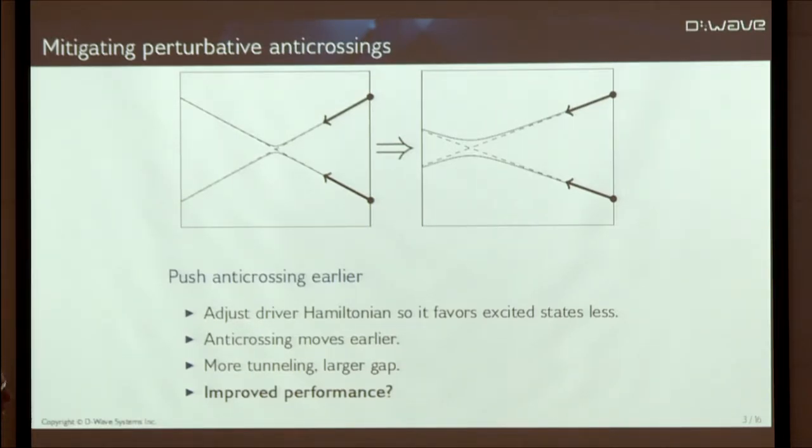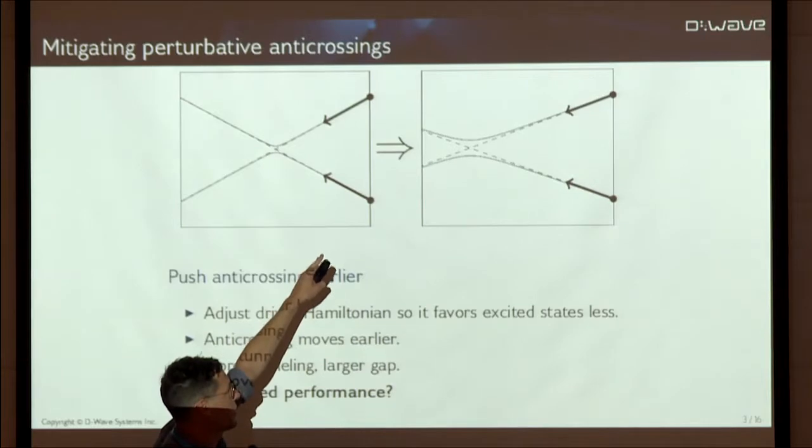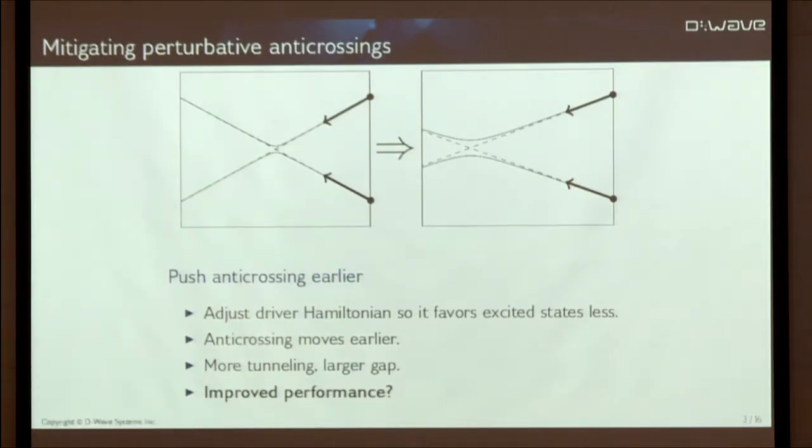So how are you going to mitigate avoided level crossings? Well, you're going to take these two eigenvalues, the time-dependent eigenvalues, and you're going to make them point less towards each other. And you're going to do this by changing the driver Hamiltonian so that it favors the excited states less. And this doesn't always happen, these eigenvalues pointing towards each other. This happens because typically you've got more degeneracy in the excited state than you do in the ground state for first order expansion.